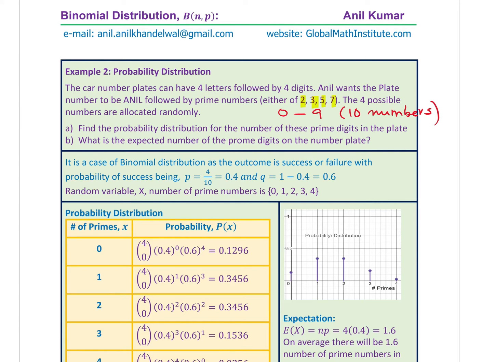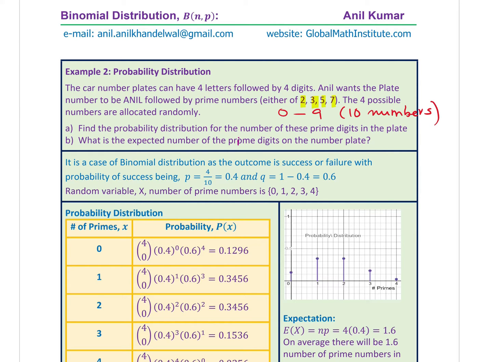So let's move forward. Part A is find the probability distribution for the number of these prime digits in the plate. B. What is the expected number of prime digits on the number plate? So let's try to answer this.